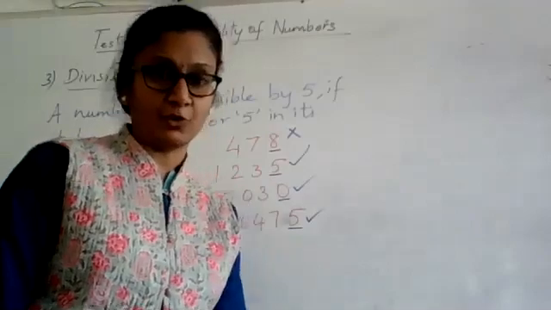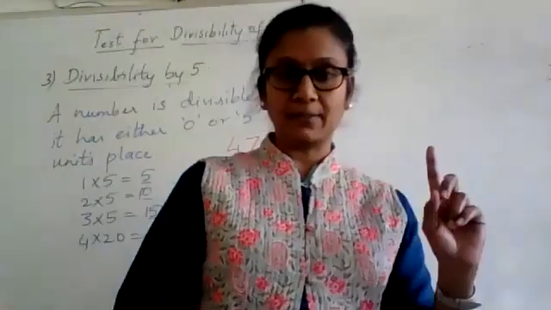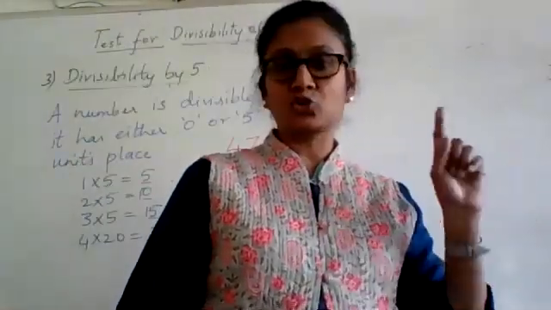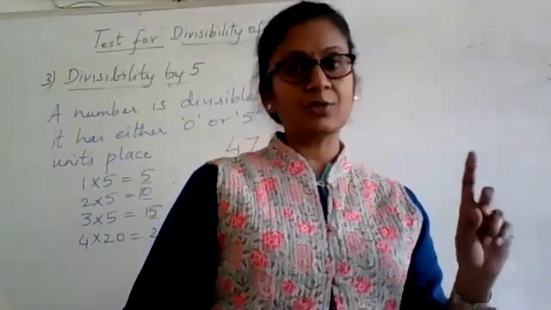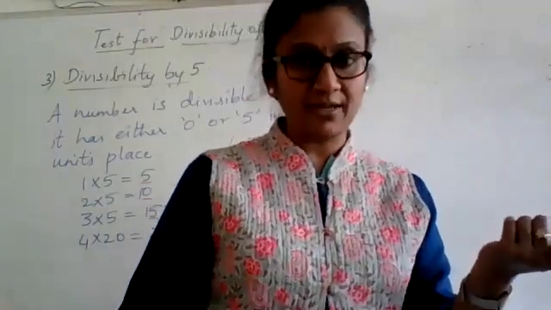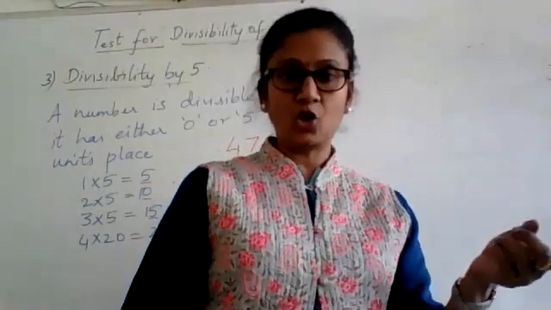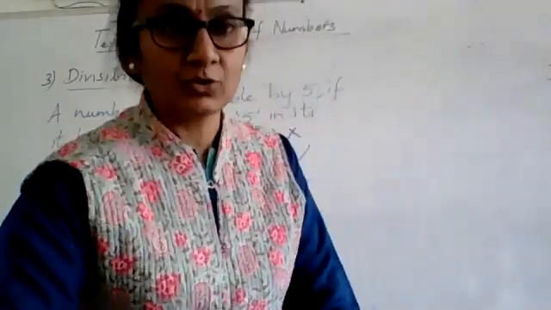So you must be careful. Unlike in the case of divisibility by 10, where the ones place should only be 0, when you want to test for divisibility by 5, it can be either 0 or 5. So please remember this.